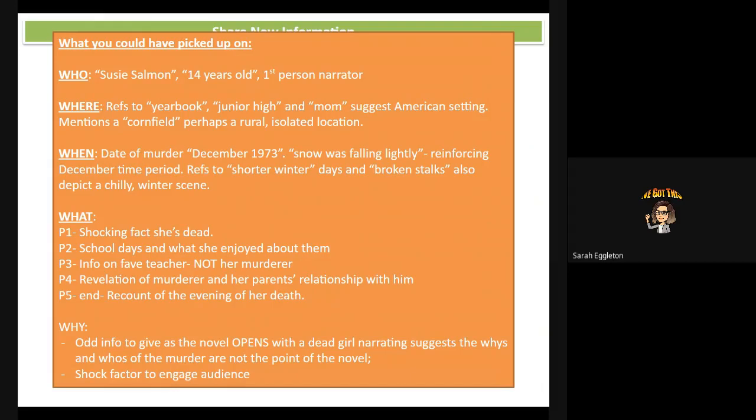Think about that last sentence. How does it link to the sentence at the start of the extract? The first sentence in the extract is, "My name was Salmon, like the fish, first name Susie." The last sentence in the extract, "I had never told him my name." Why does the author do that?